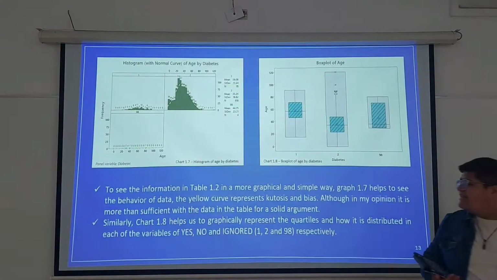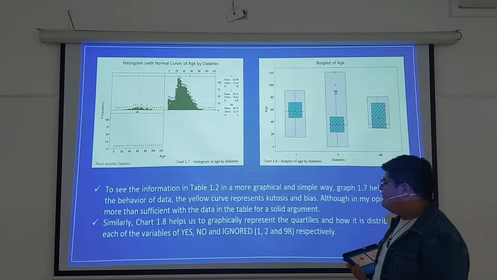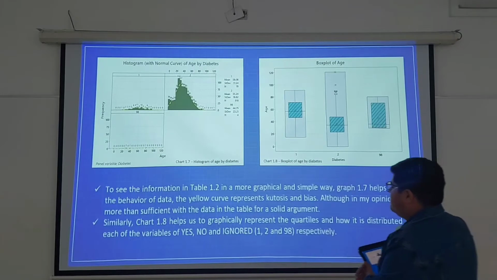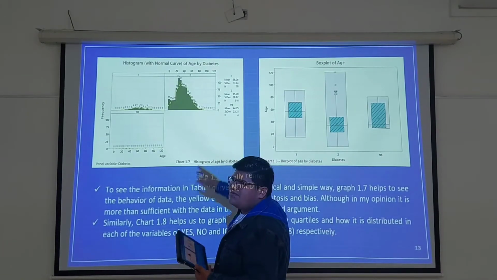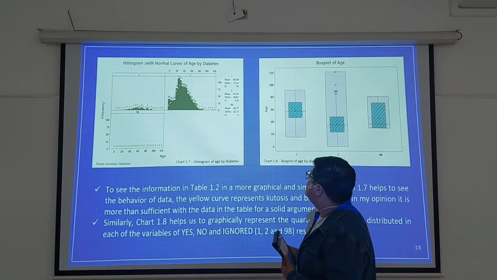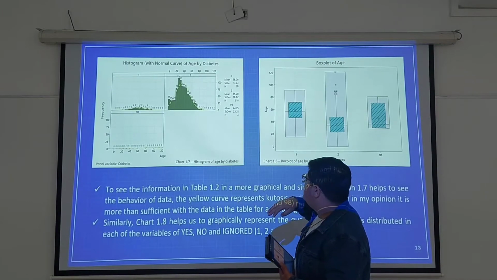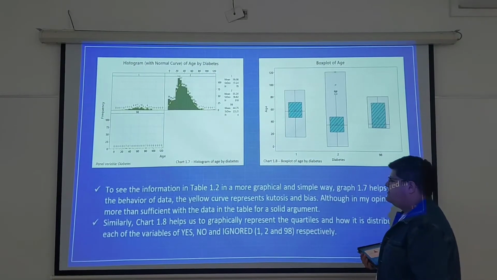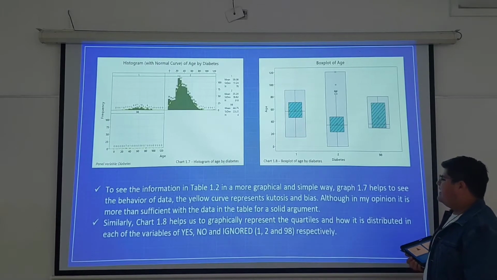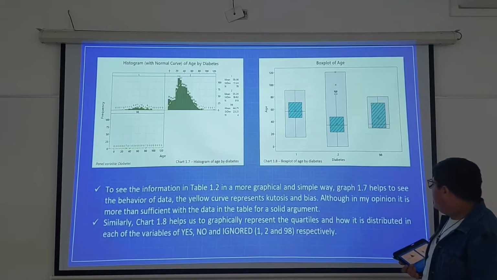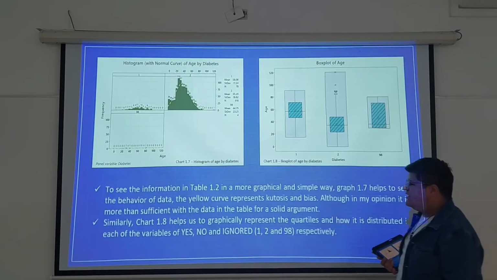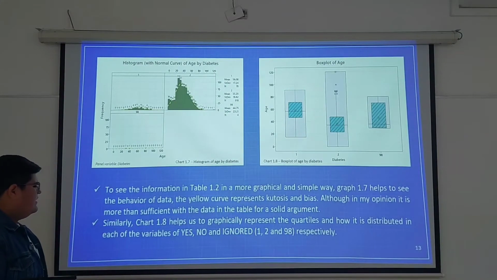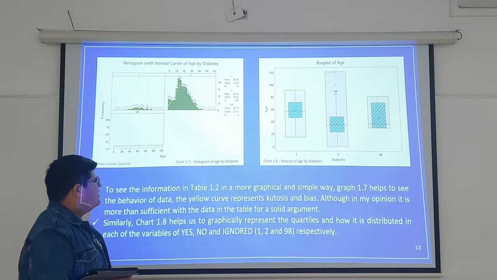The next slide has all the graphs that we can get with all the previous data. Here we have the histogram. It's a little bit, but it's not too important, it's just to represent. Okay, here we have box plot 2, to see the information in table 1.2 in a more graphical and simple way. Also, in my opinion, the data in the table is more than sufficient for a solid argument, and similarly in chart 1.8.